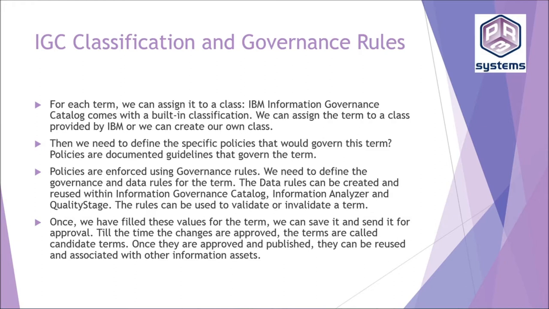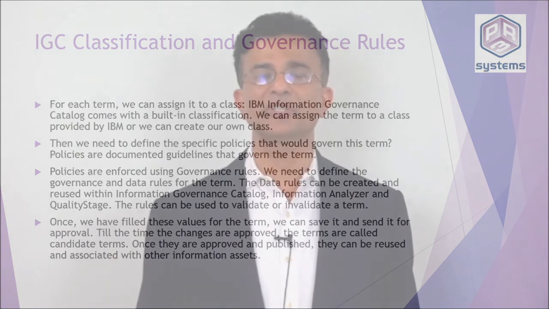Once we have filled in these values for the term, we can save it and send it for approval. Until the changes are approved, the terms are called candidate terms. Once they're approved and published, they can be reused and associated with other information assets. So this is the broad theory about how to kick off an information governance program using IBM Information Governance Catalog.